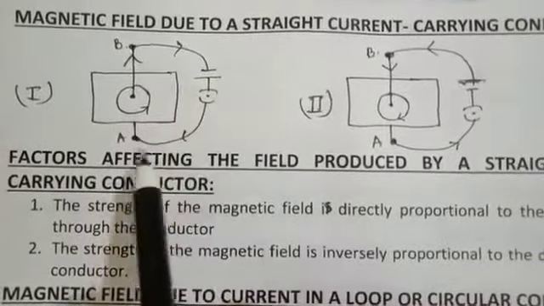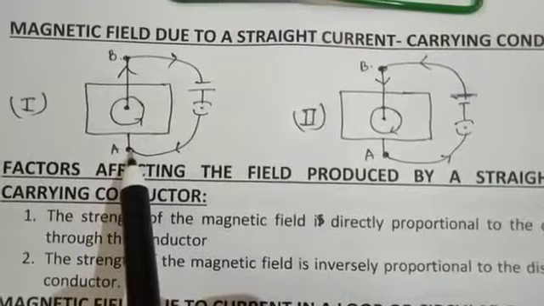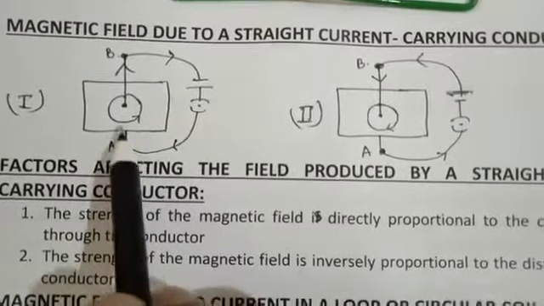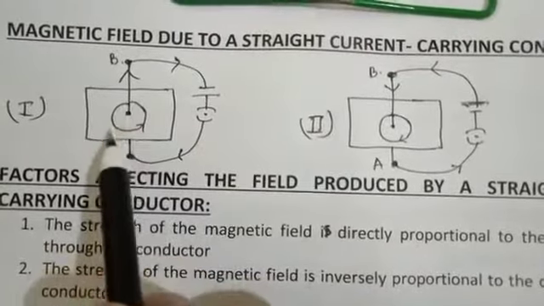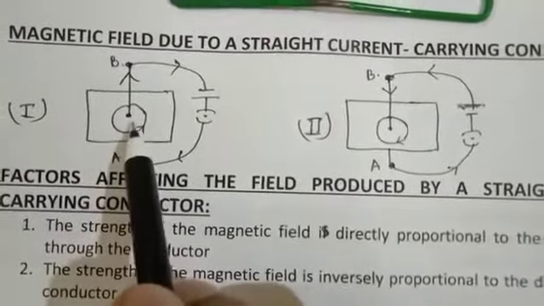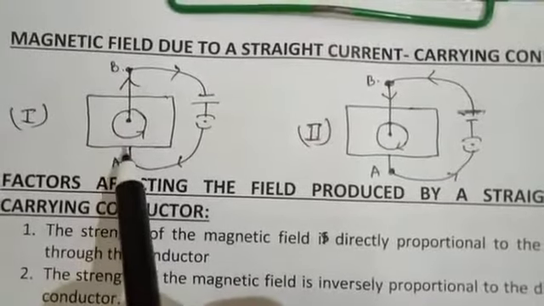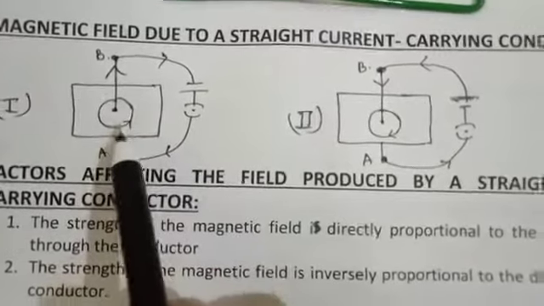Now, if you look at this diagram, in the last class we have explained the Maxwell right hand thumb rule. We will find out that the magnetic field around this straight conductor will be concentric rings, and in diagram 1 it will be anti-clockwise concentric rings.